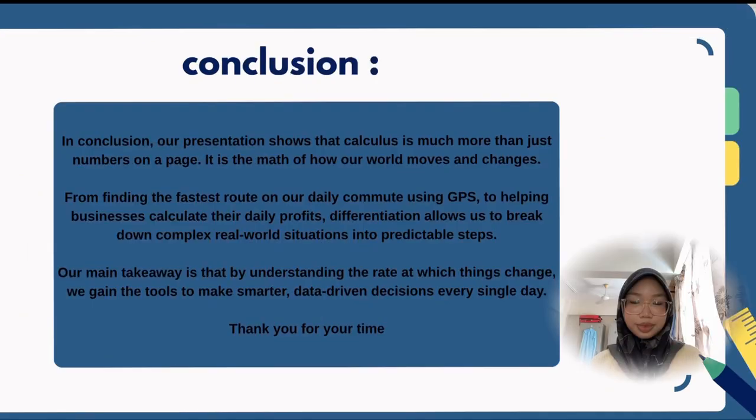In conclusion, our presentation shows that calculus is much more than just numbers on a page. It is the map of how our world moves and changes. From finding the fastest route on our daily commute using GPS to helping businesses calculate their daily profits, differentiation allows us to break down complex, real-world situations into predictable steps. Our main takeaway is that by understanding the rate at which things change, we gain the tools to make smarter, data-driven decisions every single day.